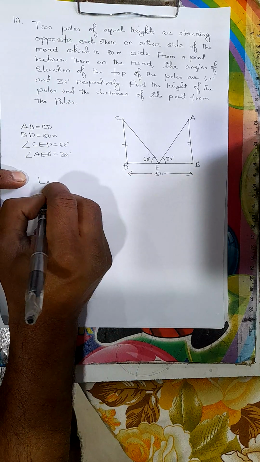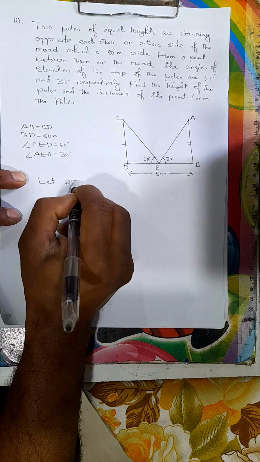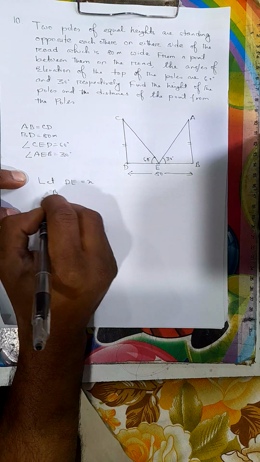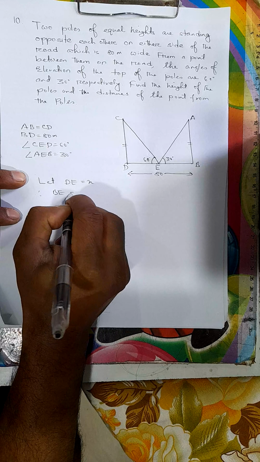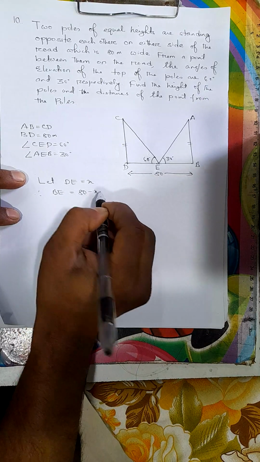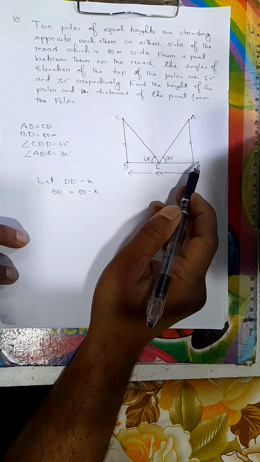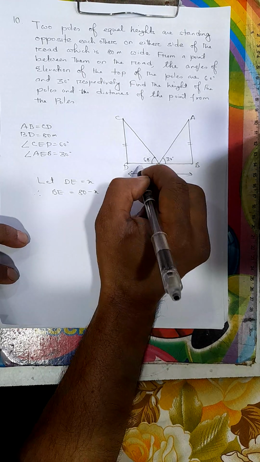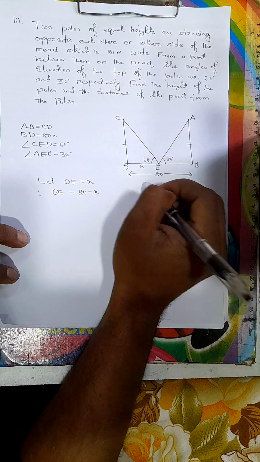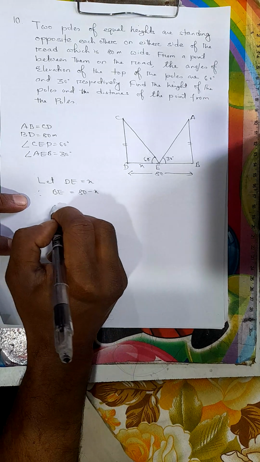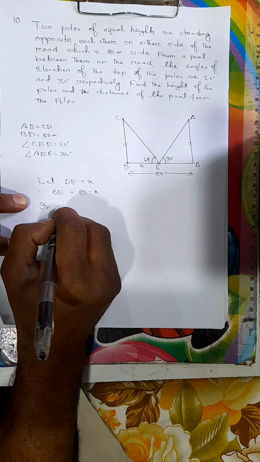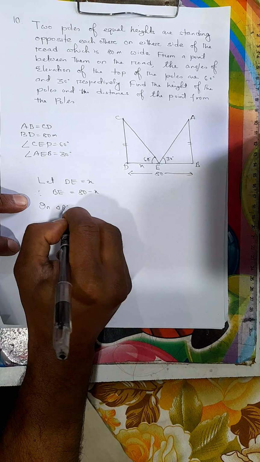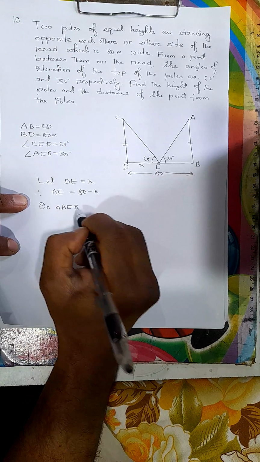Now let's say DE equal to suppose X. Then what is BE? Therefore BE equal to 80 minus X, right? Total length is 80 meter. So if DE equal to X, if this is X, then this would be 80 minus X, right? Now in triangle AEB, let us think about this triangle.